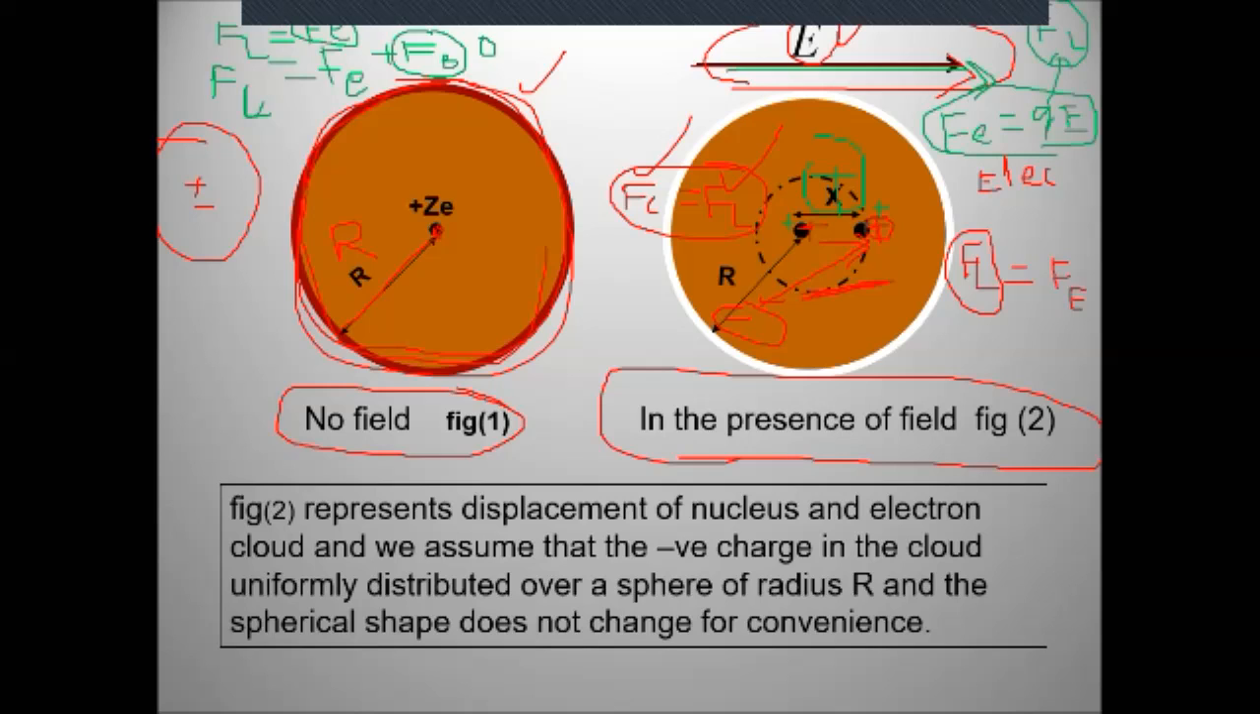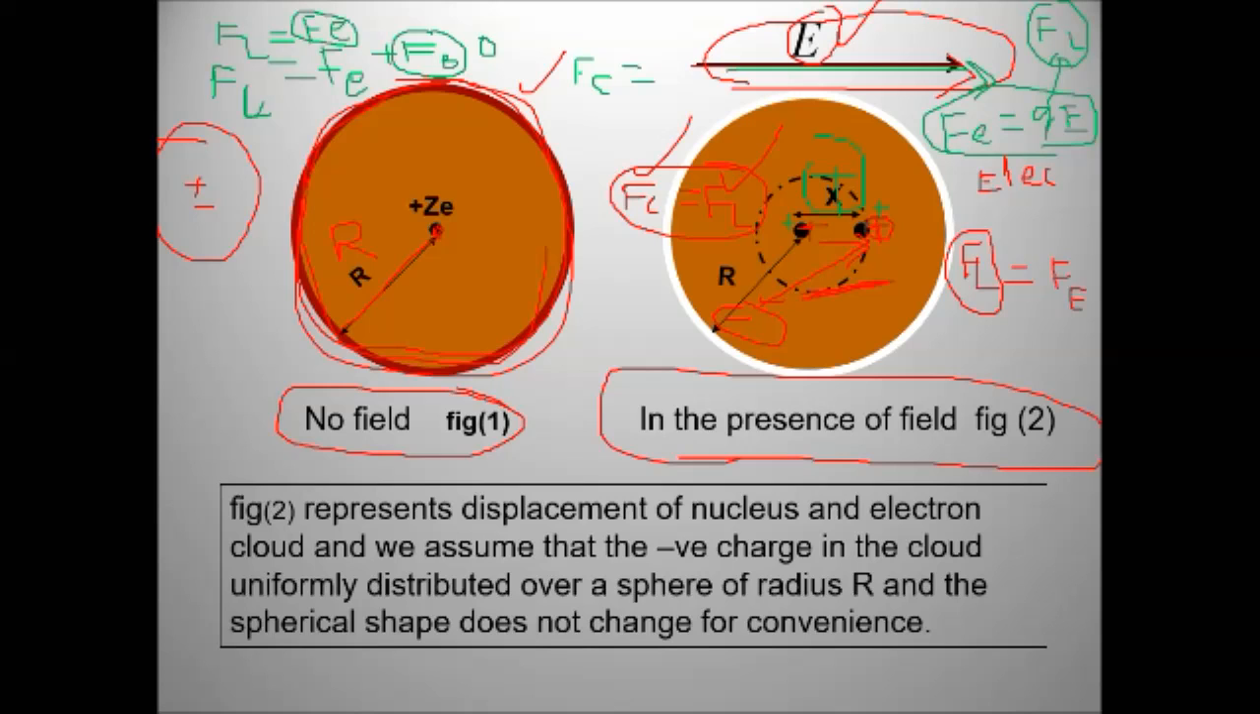What is the Coulomb attractive force? Fc is the Coulomb attractive force, and FL is the Lorentz force. If both forces are equal, that atom is in equilibrium condition. Are you clearly understood? What is the Lorentz force? The Lorentz force is equal to QE. You know that. Now we have to calculate the Coulomb force.